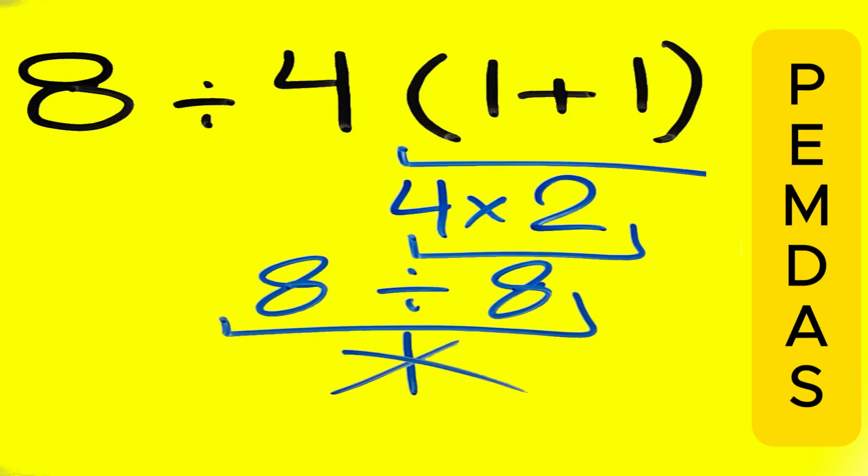then exponent, then multiplication or division, and finally addition or subtraction. Remember that multiplication and division have equal priority and we have to work from left to right. And the same applies to addition and subtraction.